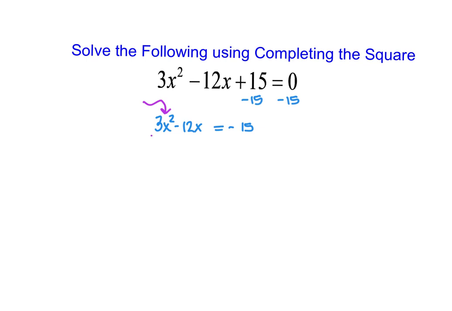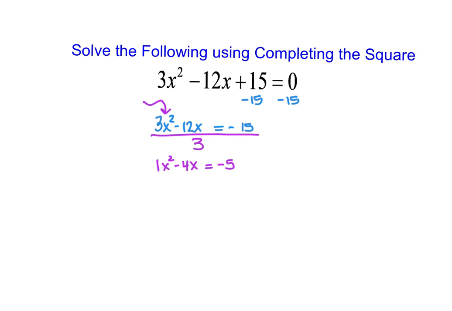And the easiest way to do that is to divide every single term in that equation by that coefficient of x squared, which in this case is 3. So 3 divided by 3 leaves me with 1x squared. Negative 12 divided by 3 leaves me with negative 4x. And then negative 15 divided by 3 is a negative 5.